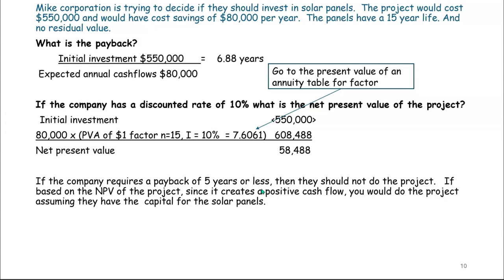But since it's greater, that means we have a higher rate of return. I say the only problem with this project is it's going to take 5 years or more to start getting further payback. And if we're saying that we don't want more than 5 years, then we wouldn't do the project. But if we did it based on net present value, we would, if we had the capital.